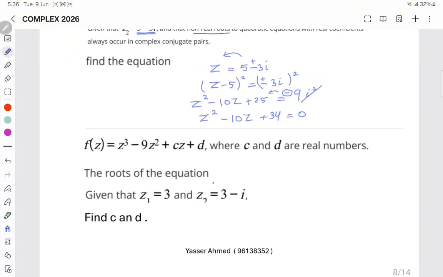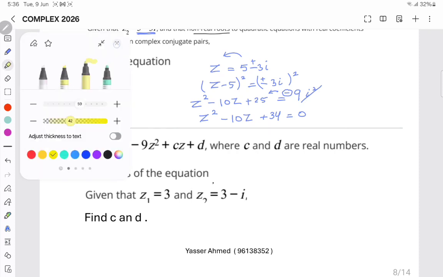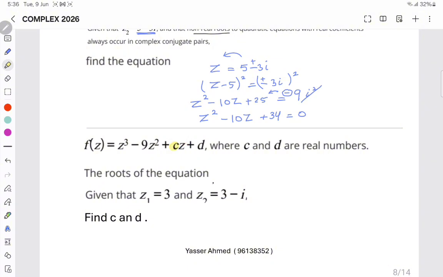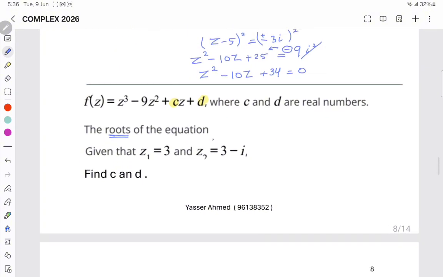cz plus d. I have unknowns here. I have two unknowns, c and d. So it's good. Where c and d are real numbers, no problem. The roots of the equation means the solutions. That is cubic, so that means you must have 3 roots. He gave us 1 real and 1 complex. And as you know, the complex roots come in pairs. So I have the 3 roots, all of them. So you can construct the cubic equation and compare it with that.